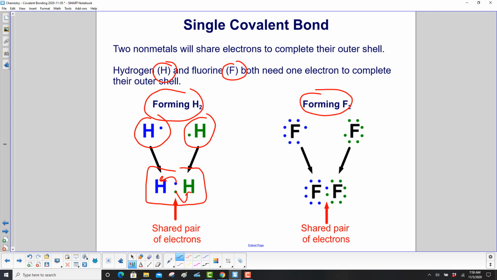Obviously the electrons in hydrogen do not have colors. This is just to help you visualize it. Then you have fluorine over here to form F2. They share these electrons right here. So they have a shared pair of electrons between them, and each one now has 8 electrons.